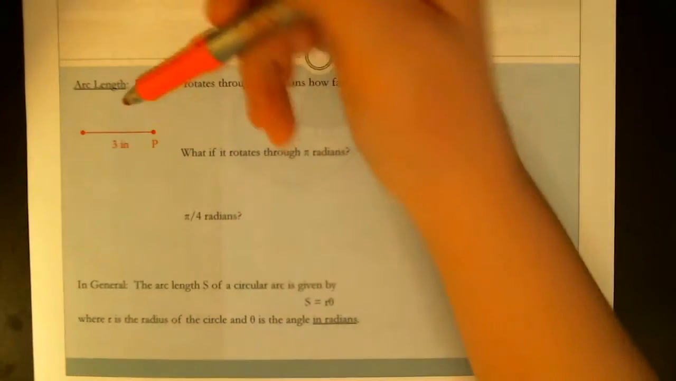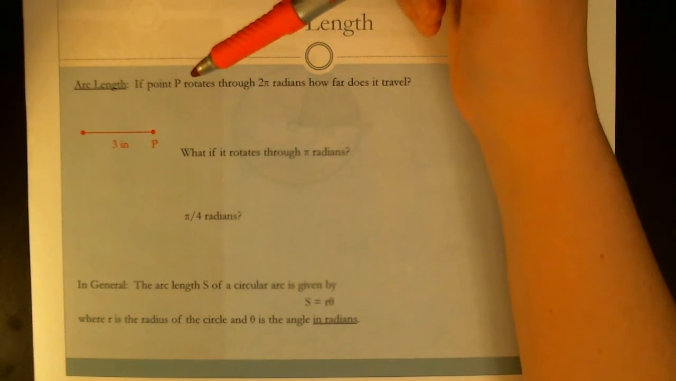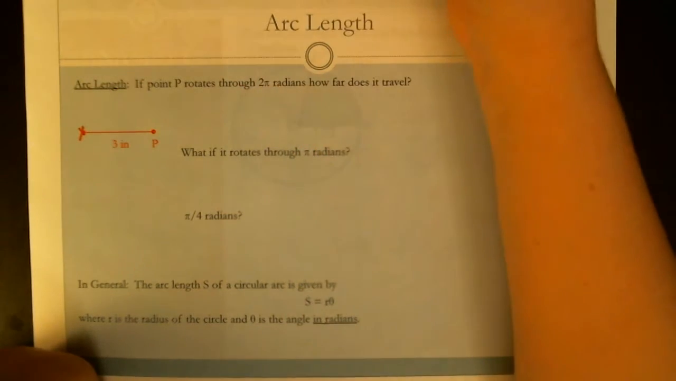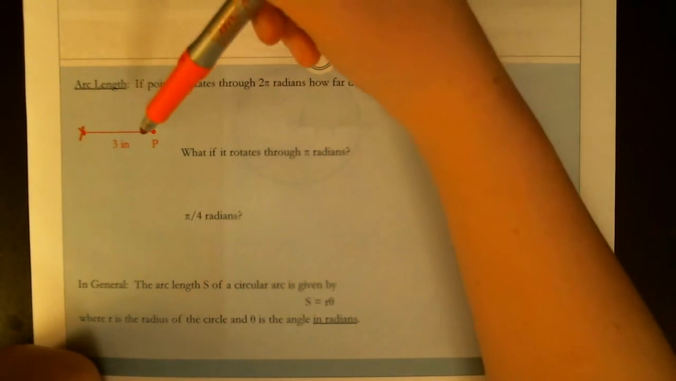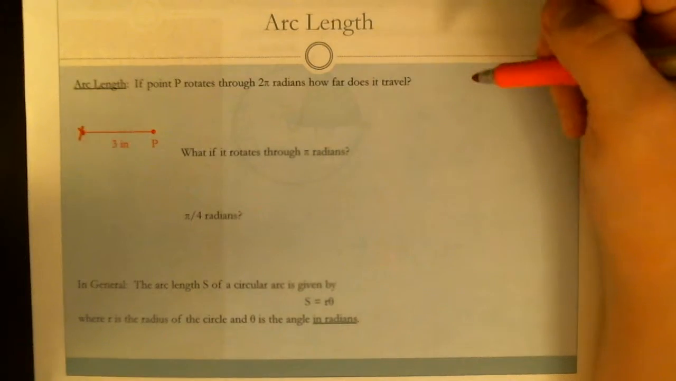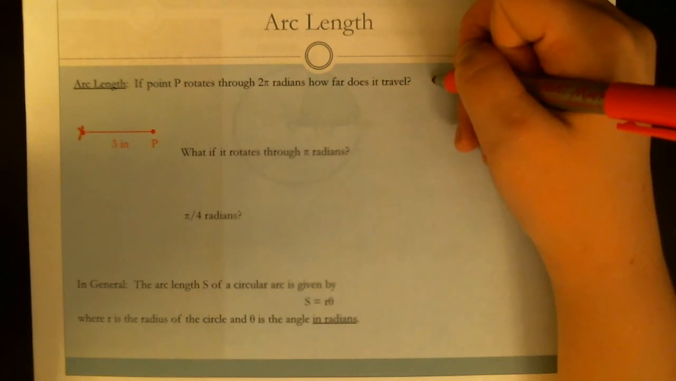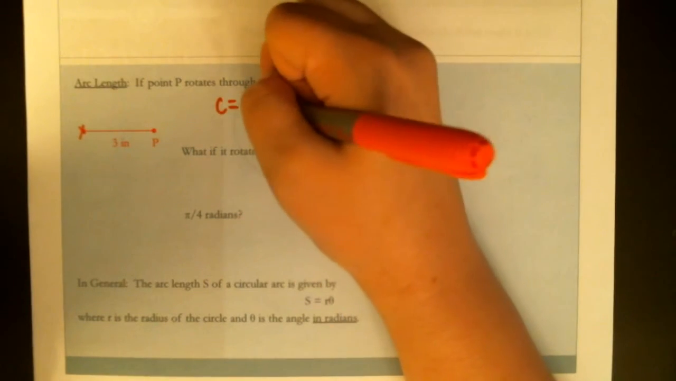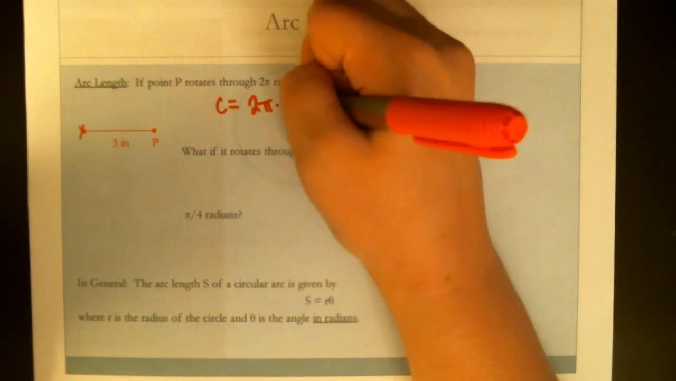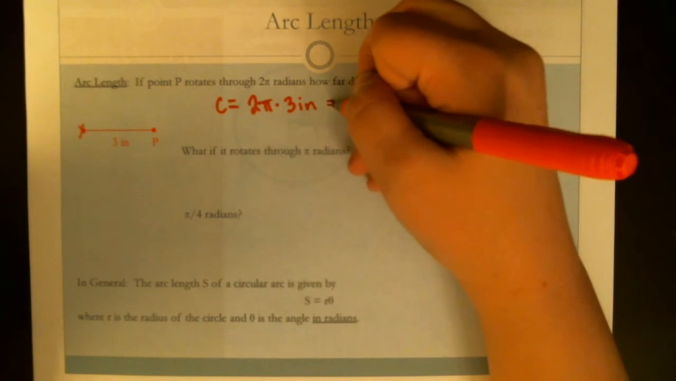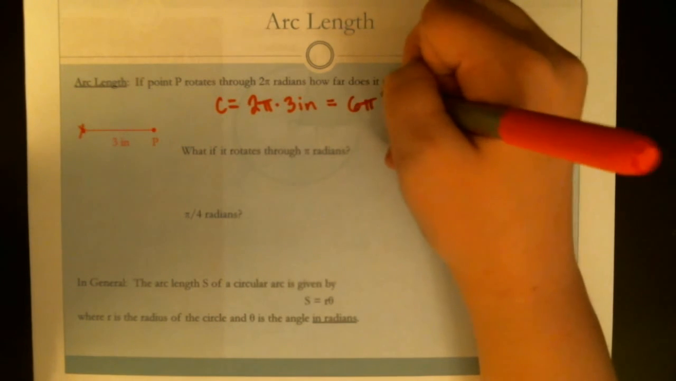Okay, so we're just using this as an example. If I have point P, and how am I picturing this? I'm labeling this kind of funny. I was imagining that this end is fixed and point P is spinning around. So if it goes through 2 pi radians, I want to know how far does it travel. So 2 pi radians would be all the way around the circle, which means we get the entire circumference. So the circumference equals 2 pi r, and here r is 3 inches. So the 2 pi doesn't have any units attached. This means we're going to end up with 6 pi inches.